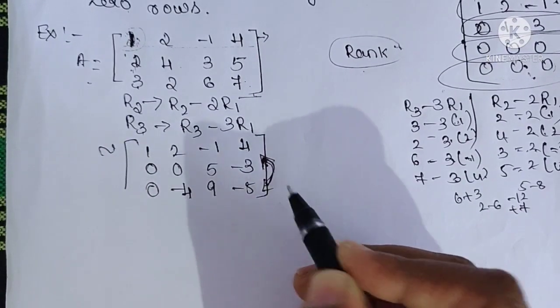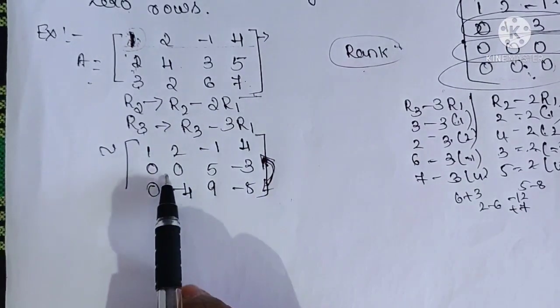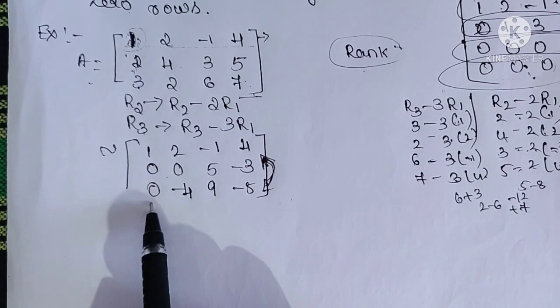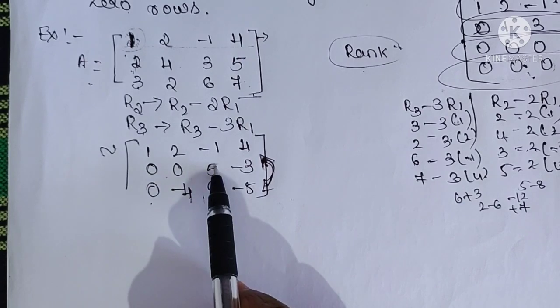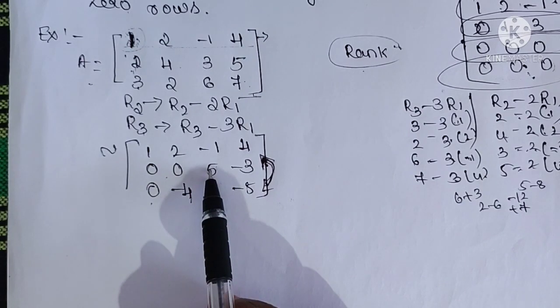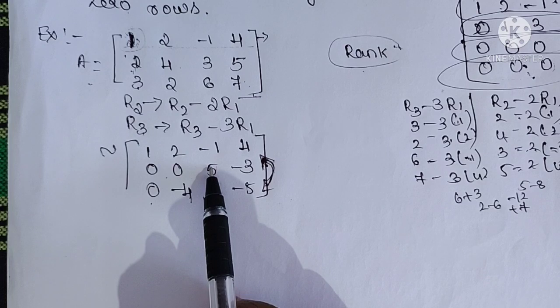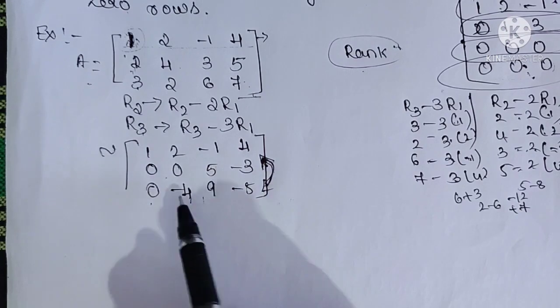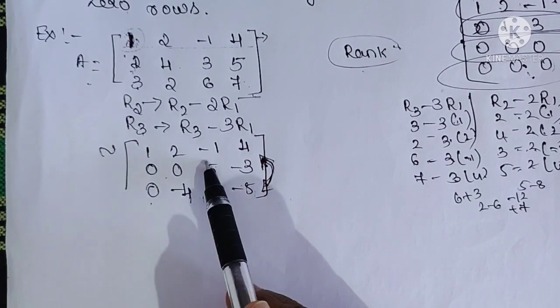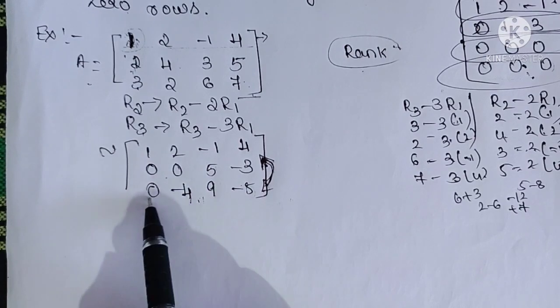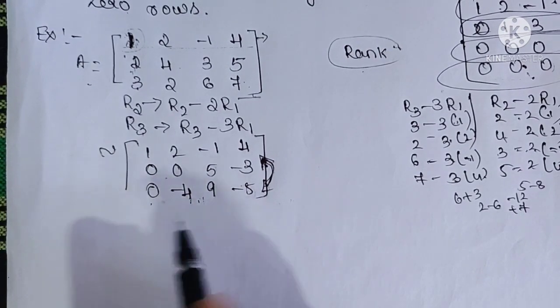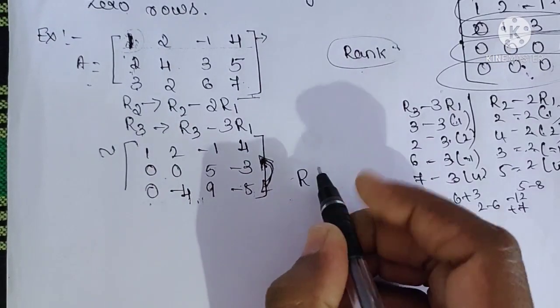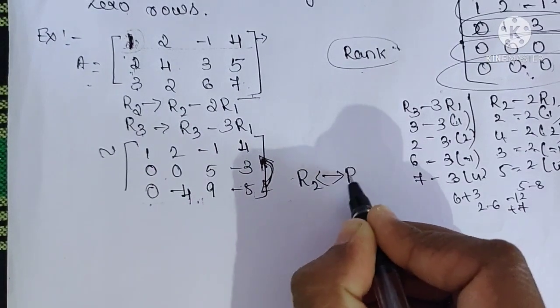If you compare row 2 and row 3 elements, the number of zeros in row 2 is less than the number of zeros in row 3, therefore you have to interchange these two rows, because in the definition I told that the number of zeros appearing before the leading entry in each row is greater than that in its previous row, but here it is less. That's why you have to interchange these two rows, that is row 2 interchange with row 3.